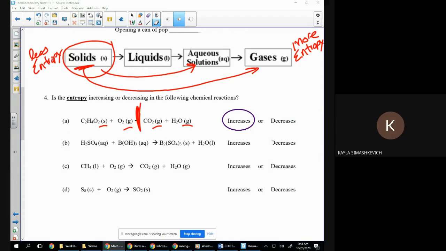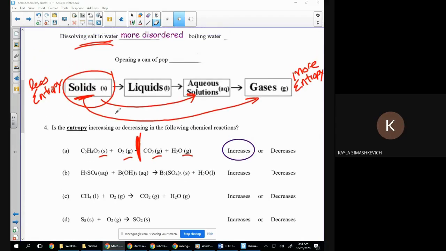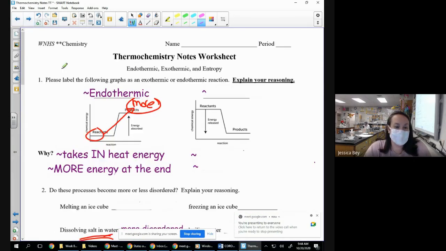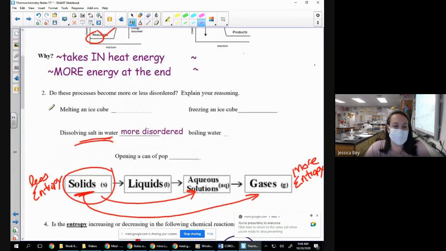Like the entropy stuff. Okay, so entropy is just a matter of order. If you can see your item and you can see that it's a solid, that's low entropy. And then as you move from a liquid to an aqueous solution to a gas, it's getting more disordered, or more entropy. So let's take a look here at this one.